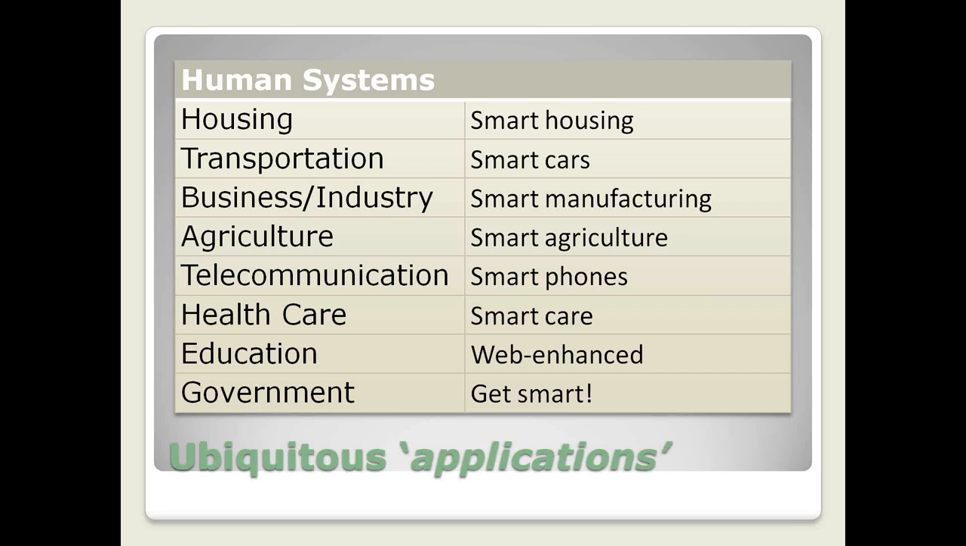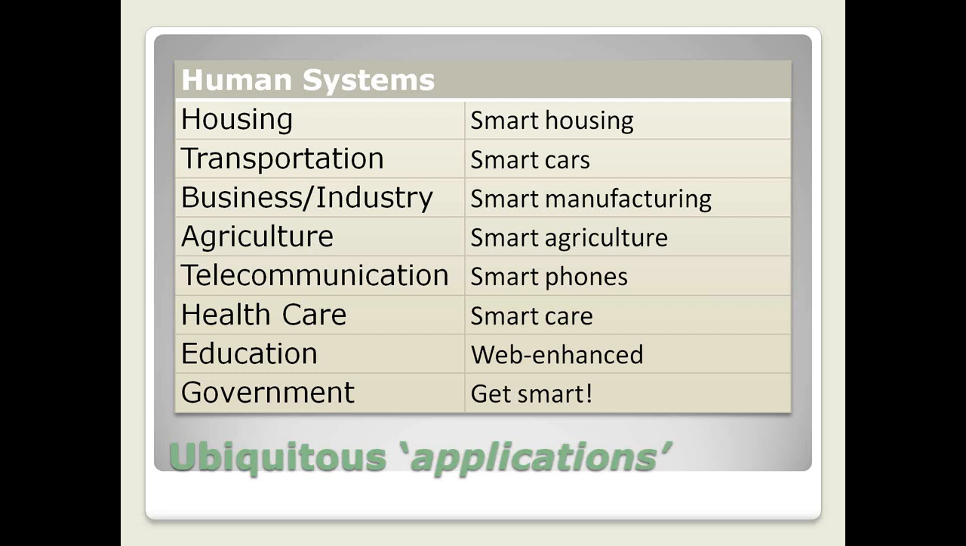We know there are smartphones. There's smart care, though they probably use other words. There's certainly web-enhanced education, and there is smart government. We're doing a lot of smart things in government, but implementing technology in our work to help make better decisions in planning is a way that we can have even smarter administrative processes. And we can look for ubiquitous applications.